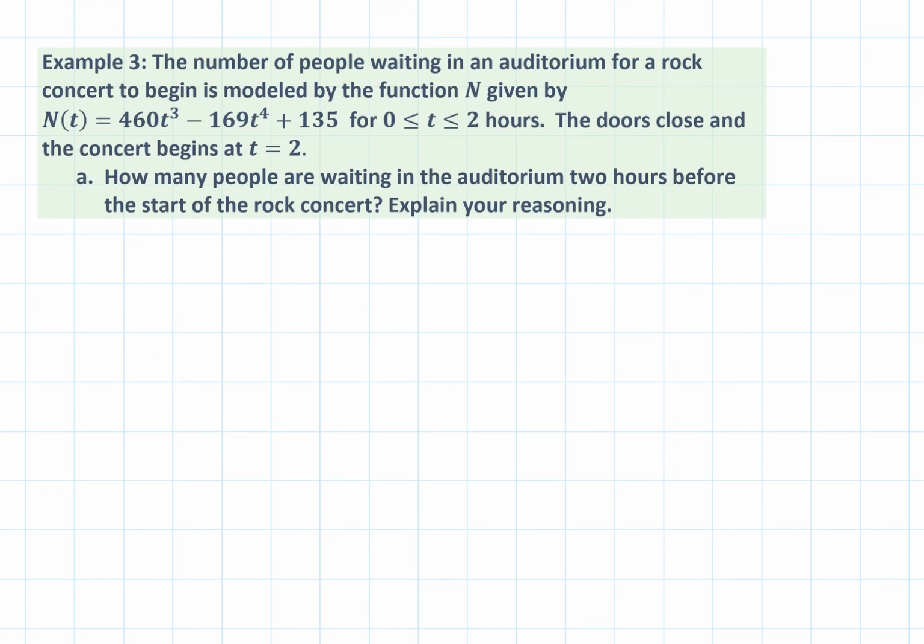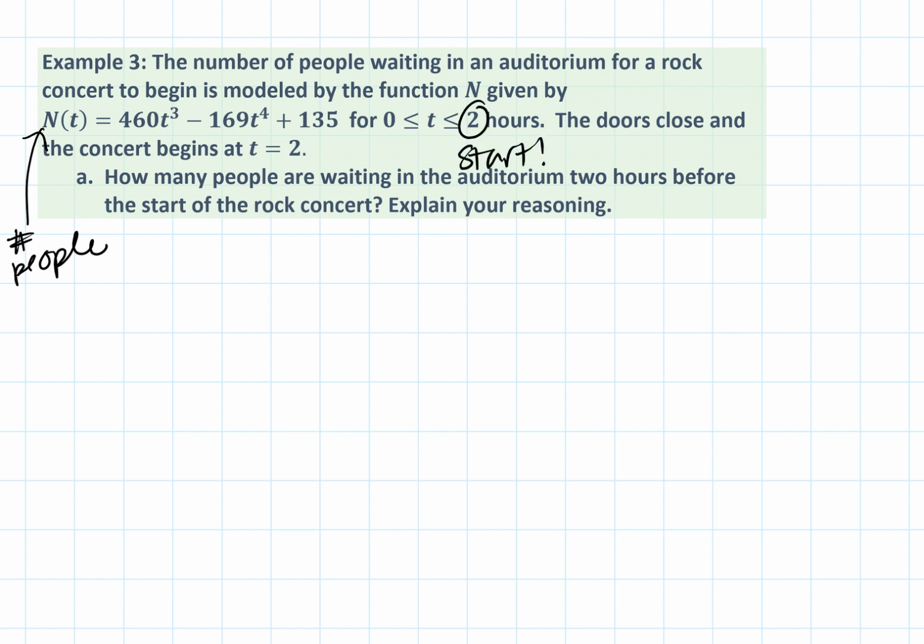Alrighty. Example 3: the number of people waiting in an auditorium for a rock concert to begin is modeled by the function n. So n would be a number of people. N of t is 460t cubed minus 169t to the 4th. Oh, weird, this isn't in standard form. Plus 135 for t between 0 and 2 hours. Doors close and the concert begins at t equals 2.